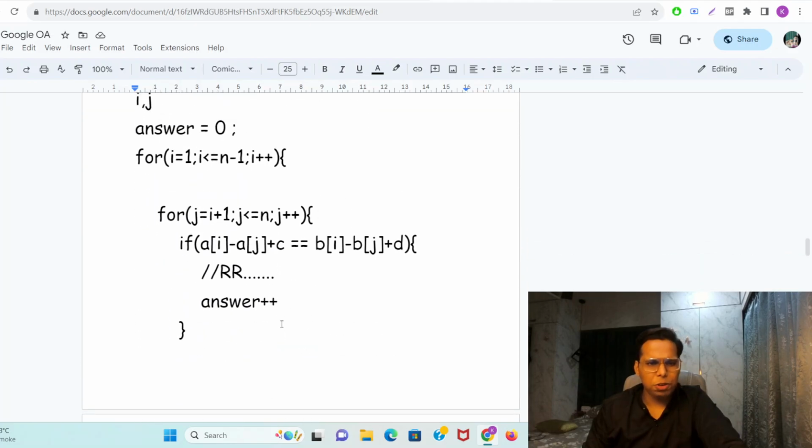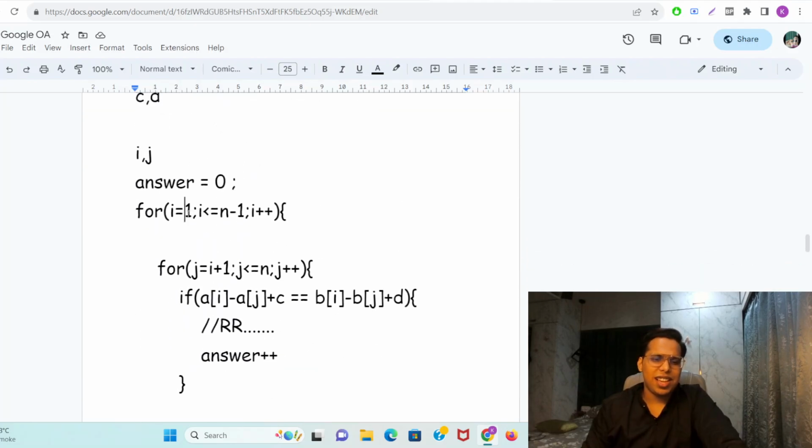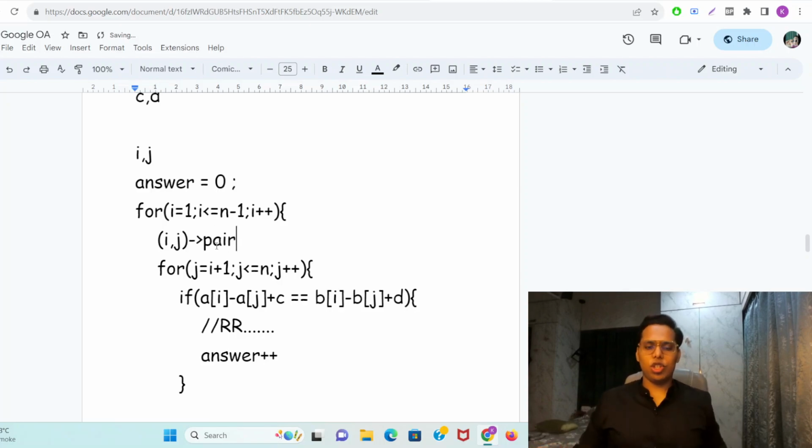So, if we go towards the pseudocode, guys, see, i is going from 1 to n minus 1. Obviously, i doesn't need to become n because i is nothing but the first guy of the pair. i comma j is the actual pair. i is the first guy, j is the second guy of the pair. So, i comma j are the pairs.